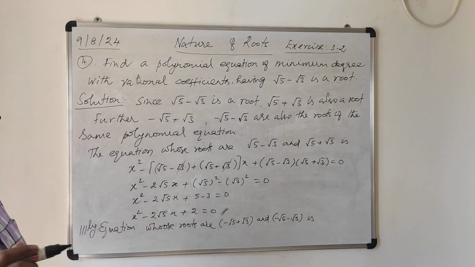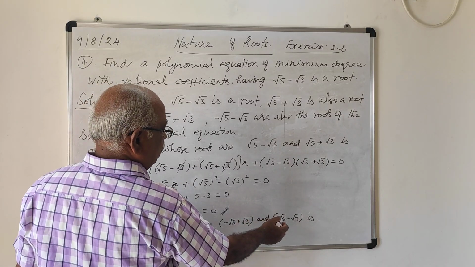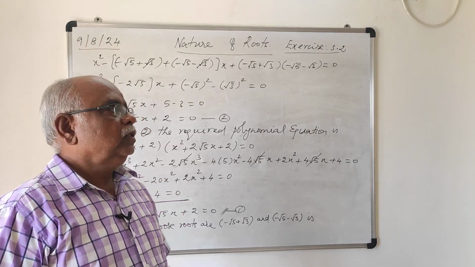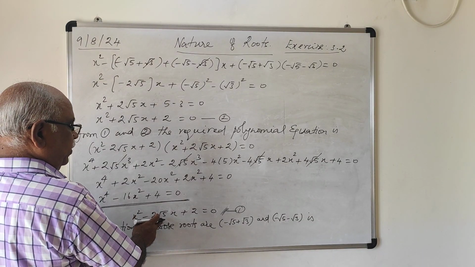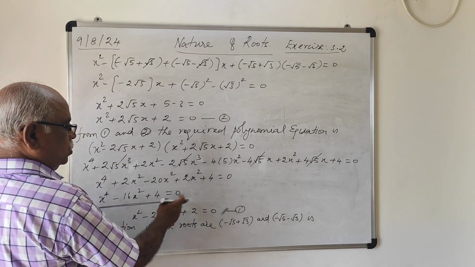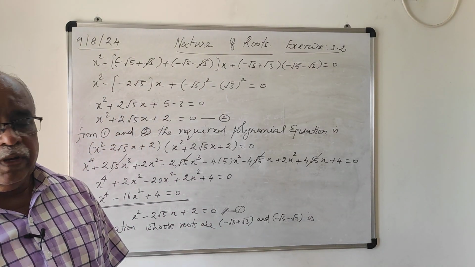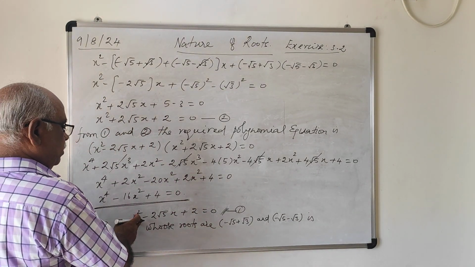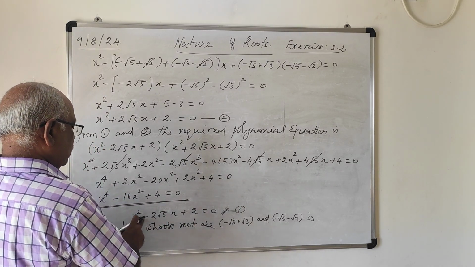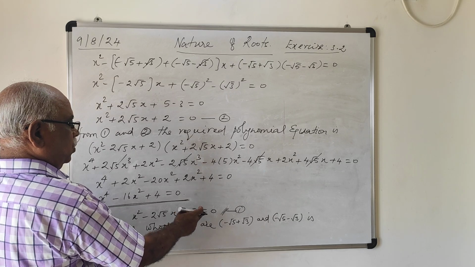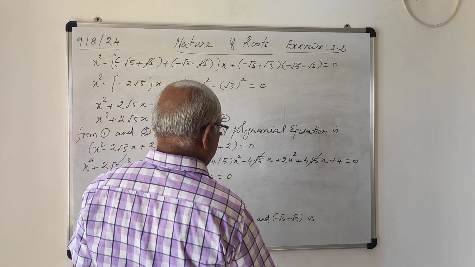Similarly, we are going to find out another equation whose roots are minus root 5 plus root 3 and minus root 5 minus root 3. So far we have determined an equation, x square minus 2 root 5x plus 2 equal to 0, whose roots are root 5 plus root 3 and root 5 minus root 3. That is equation number 1.